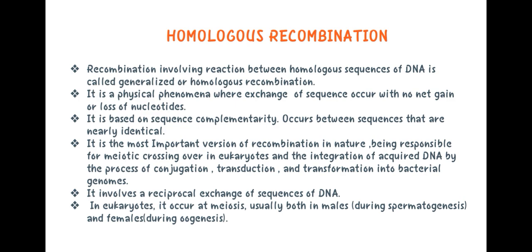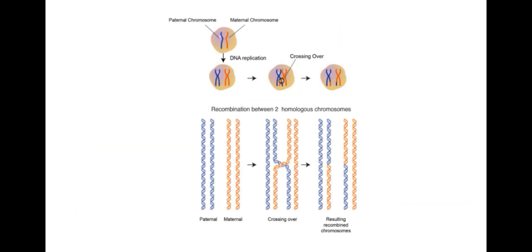It is the most important version of recombination in nature, being responsible for meiotic crossing over in eukaryotes and the integration of acquired DNA by the processes of conjugation, transduction, and transformation into bacterial genomes. It involves a reciprocal exchange of sequence of DNA. In eukaryotes, it occurs at meiosis, usually both in males during spermatogenesis and in females during oogenesis.